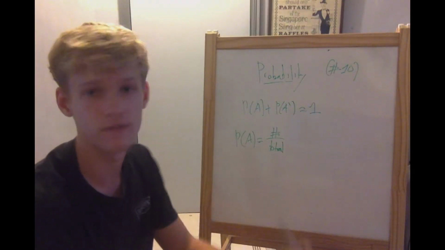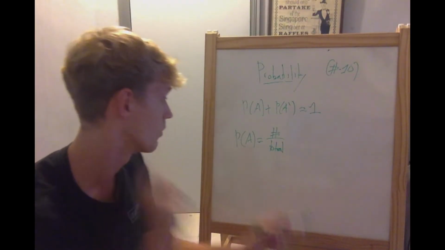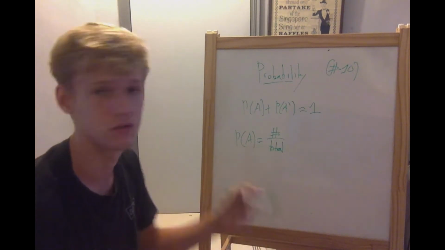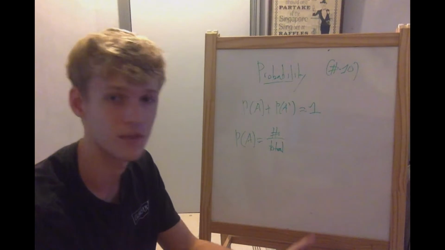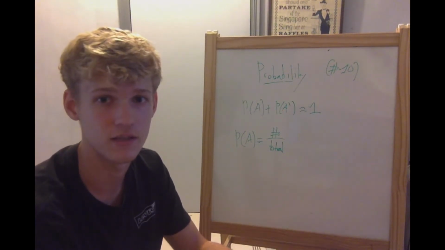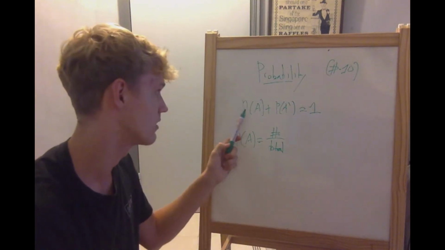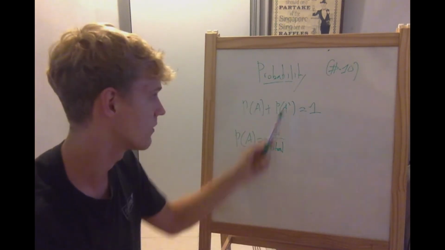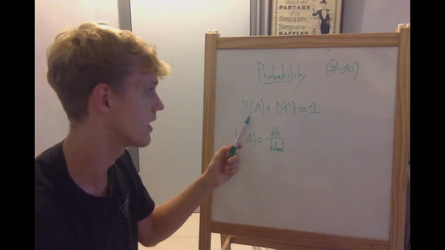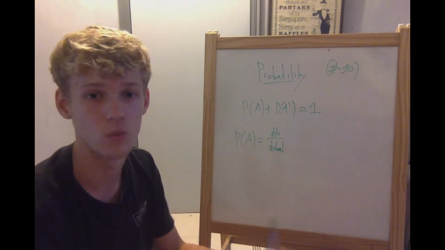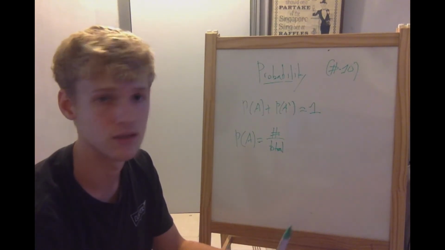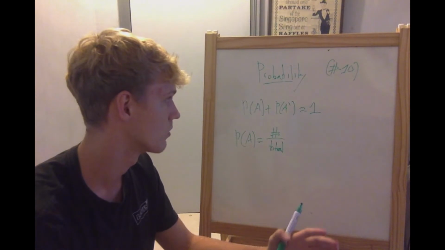A formal definition of probability would be the number of times an event has occurred over the total events that have occurred. So if something happened 16 times out of 100, the probability is 16 over 100. And one other thing you need to know: if you remember from set notation, that little apostrophe means not. So not A plus A has to equal 1. So 1 is the entire outcome of results. That's the whole spectrum.